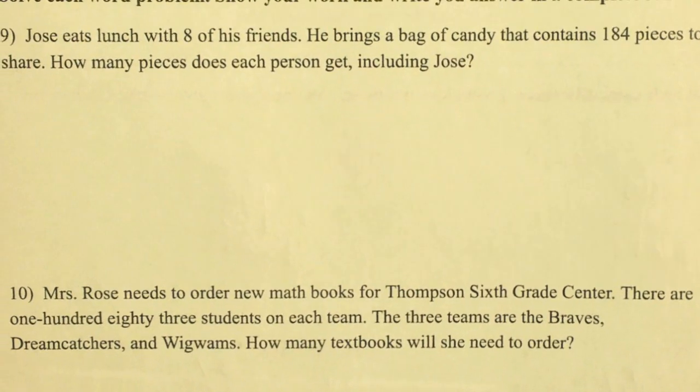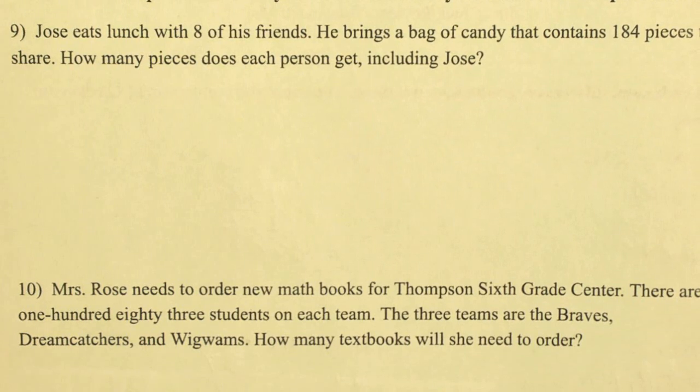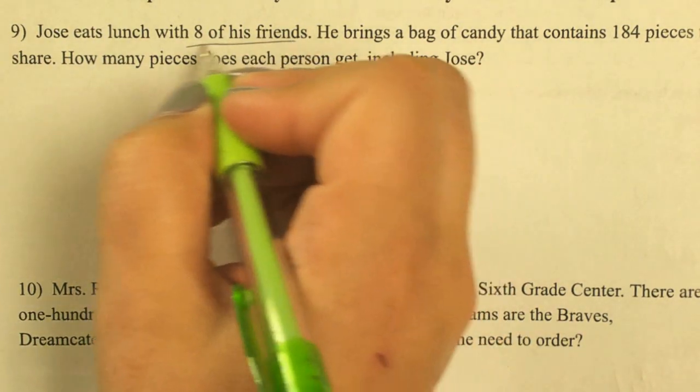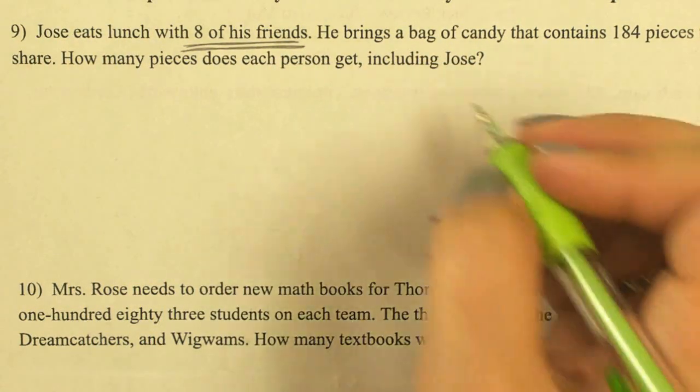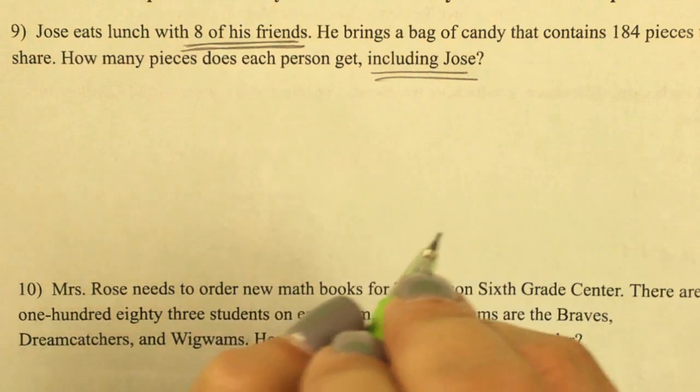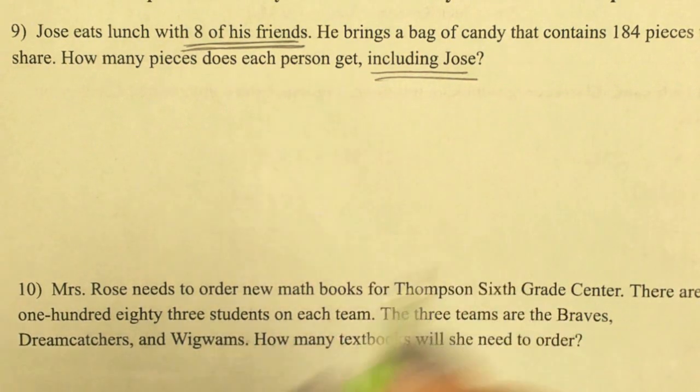Number 9, Jose eats lunch with 8 of his friends. He brings a bag of candy that contains 184 pieces to share. How many pieces does each person get, including Jose? What do we need to know there? Super important. There's actually 9 people. He has 8 friends. He's a friendly guy. Including Jose. So, just like if you're going and trying to figure out how many pieces of candy you and your friends would have, if you want some, you have to count yourself, okay?